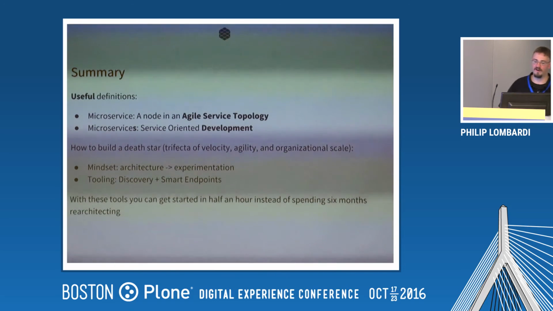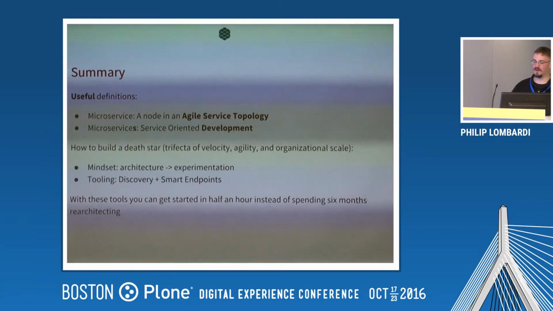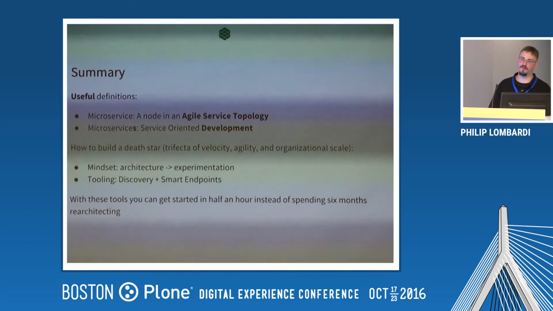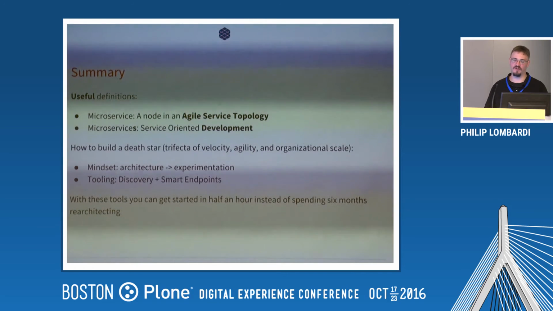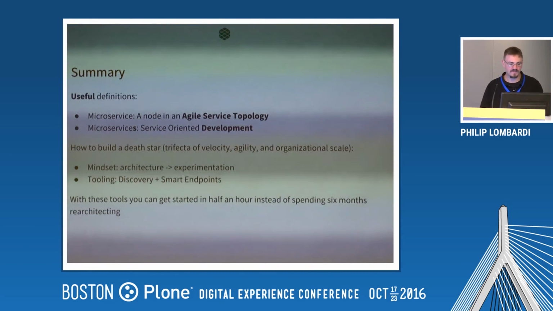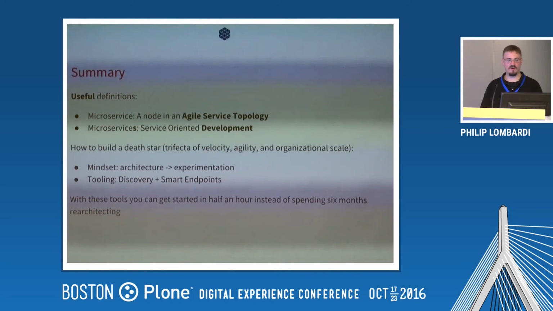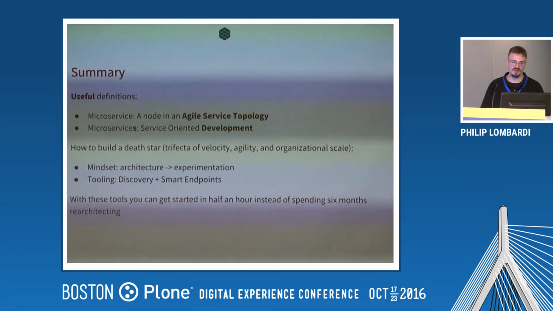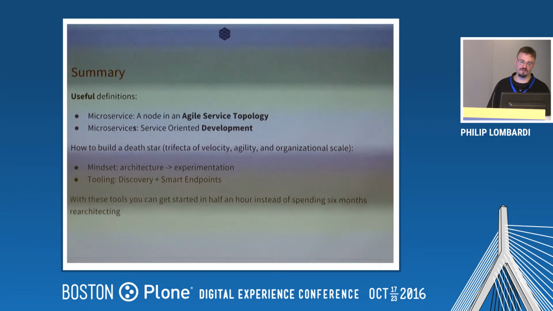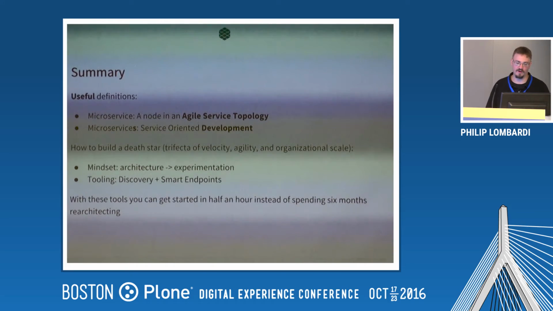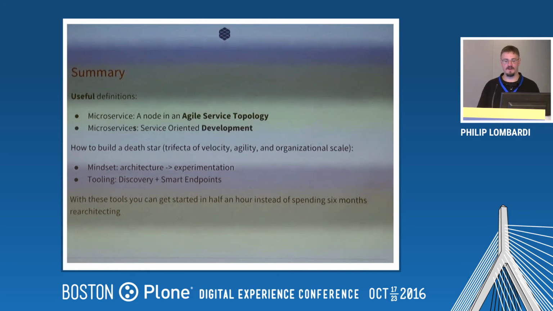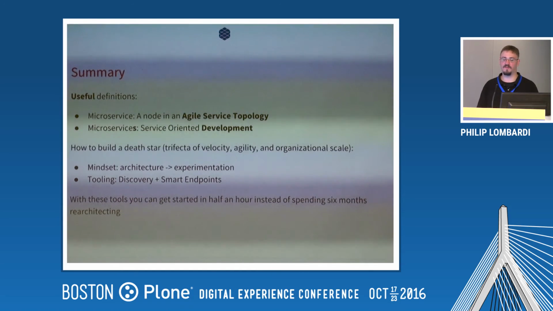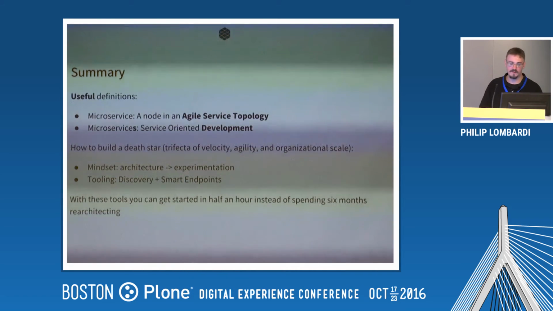No longer are you bound by architecture and what your architects are thinking, but it's more about just getting things built, integrating quickly, having tools that allow you to integrate, and feeling like you can get these changes out there in a confident way. And so how to build a Death Star, it's a trifecta of velocity, agility, and organizational scale. The mindset is move from architecture to experimentation, and the key technologies in this tooling are service discovery and smart endpoints. And with these tools, you can get started basically in a half hour, working on these things rather than spending 6 months building and re-architecting your system.